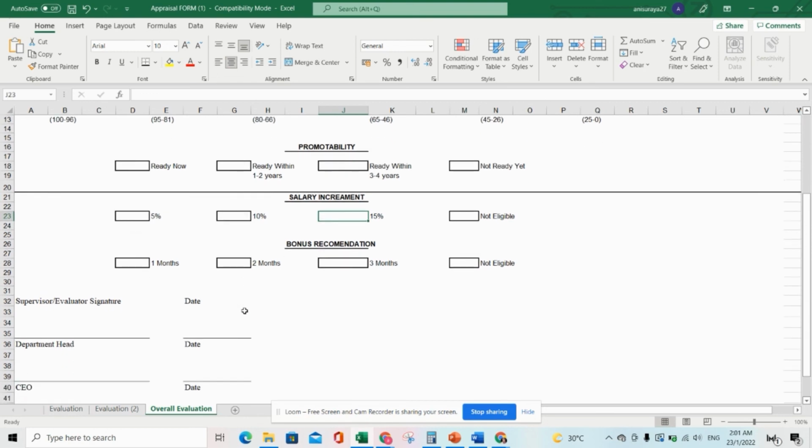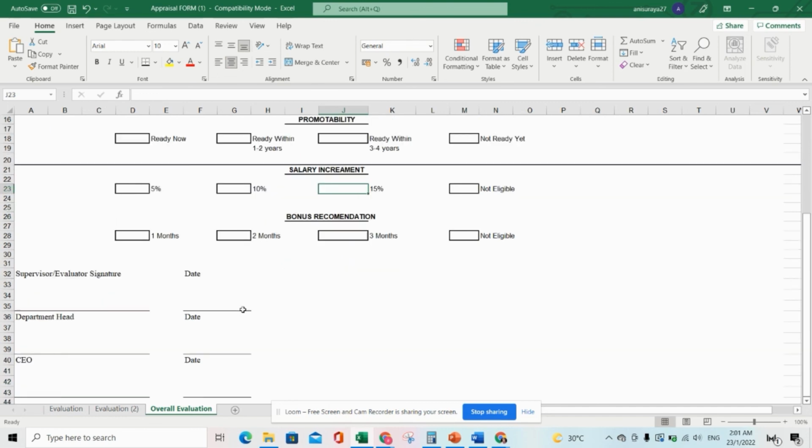Last but not least is the bonus recommendation. For this form, they must ensure that the CEO of the company comments, and it must be signed by the immediate supervisor or approved by the head of department.